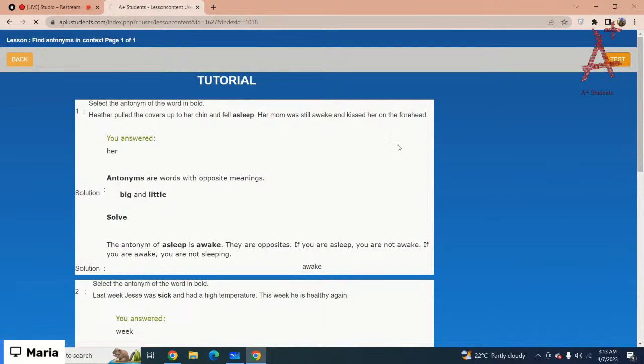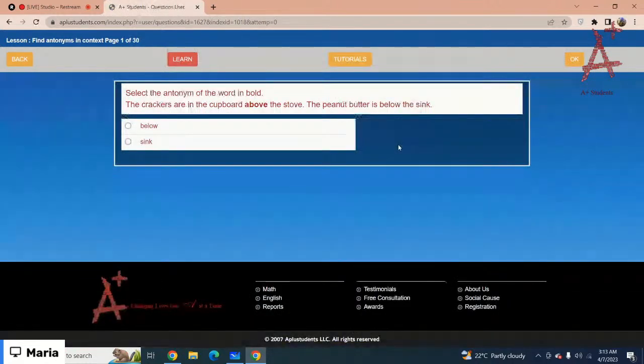Okay, let's just start with the test questions because here you're not given the options, so it would be a bit difficult. Okay, let's just start with the first example. The crackers are in the cupboard above the stove. The peanut butter is below the sink. So you have to find the antonym of the word above, so which is the correct option? Yes, the word above has the below. Got it? Above and below are the antonyms.